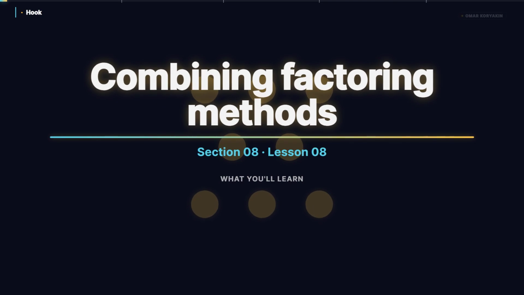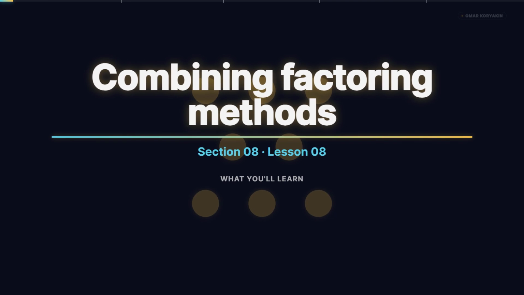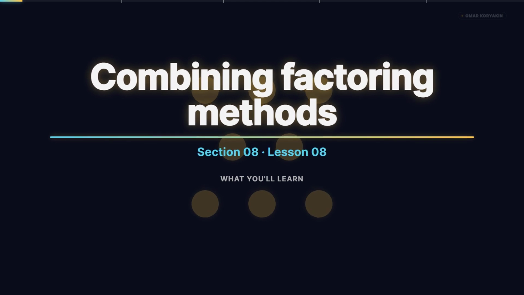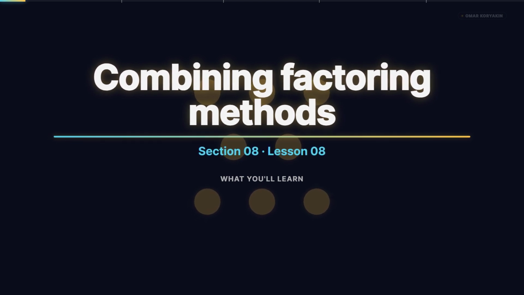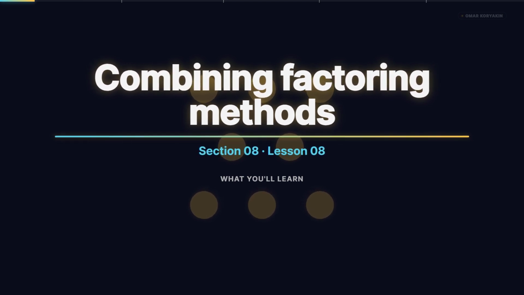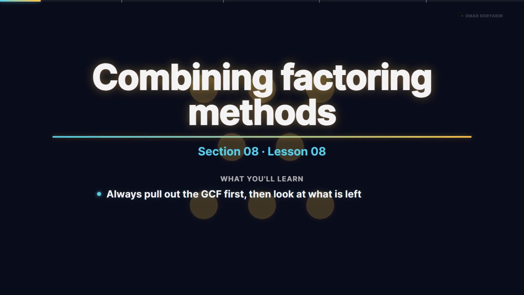Welcome to Section 8, Lesson 8. We have learned 6 factoring techniques in this section: pulling out a GCF, factoring by grouping, the leading coefficient 1 trinomial method, the AC method for bigger leading coefficients, the difference of squares, and the perfect square trinomial pattern. Today, we wire all of them together with a single decision tree.